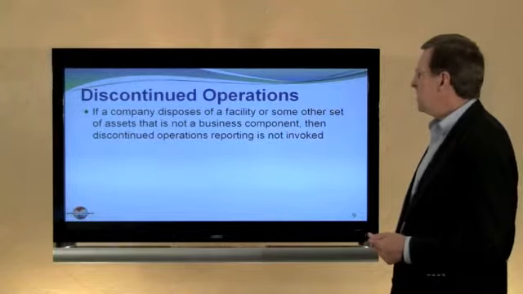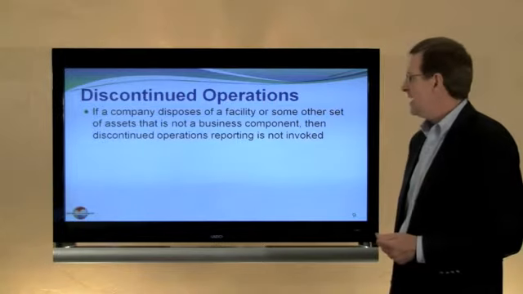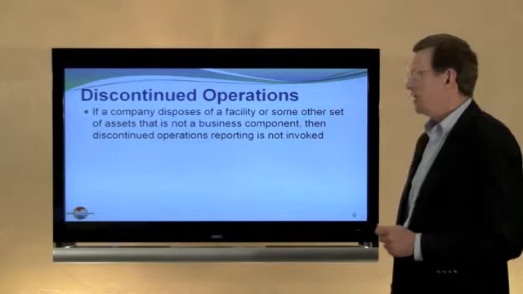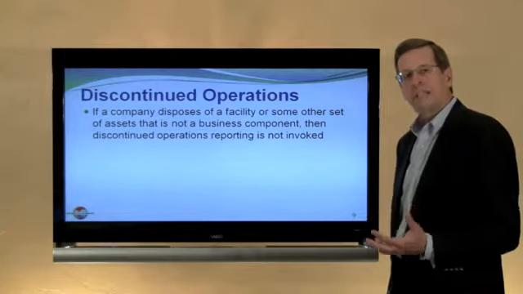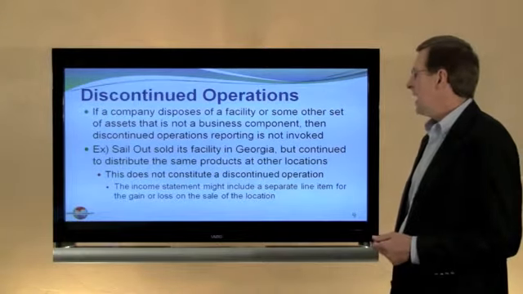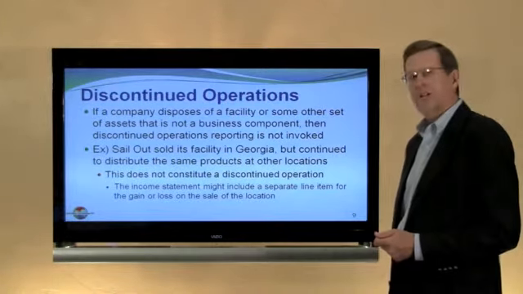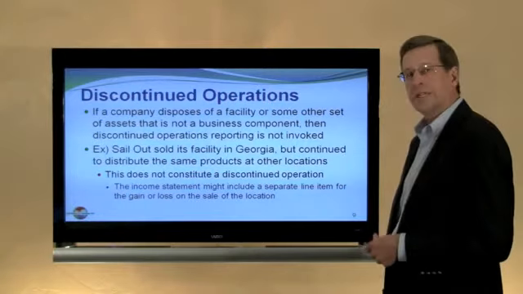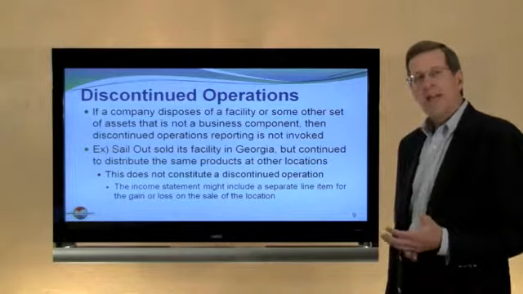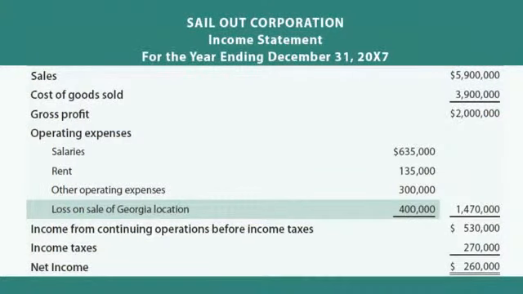If a company disposes of a facility or some other set of assets that is not a business component, then discontinued operations reporting is not involved or invoked. Here I'm talking about selling off something less than a complete business component. For example, SailOut sold its facility in Georgia but continued to distribute the same products at other locations. That would not constitute a discontinued operation. The income statement might include a gain or loss on the sale of the Georgia location, but that would be included as part of income from continuing operations. It's not a separate discontinued operation.